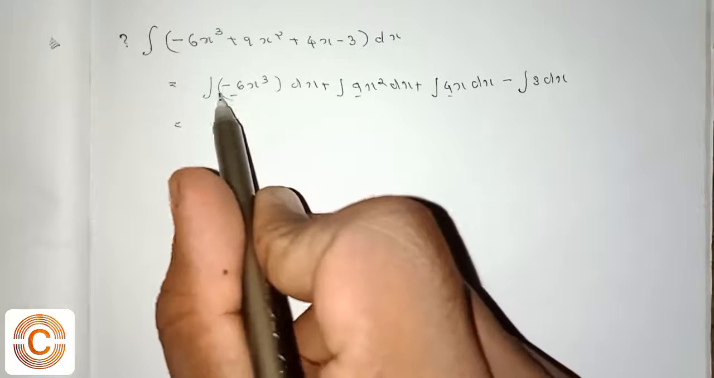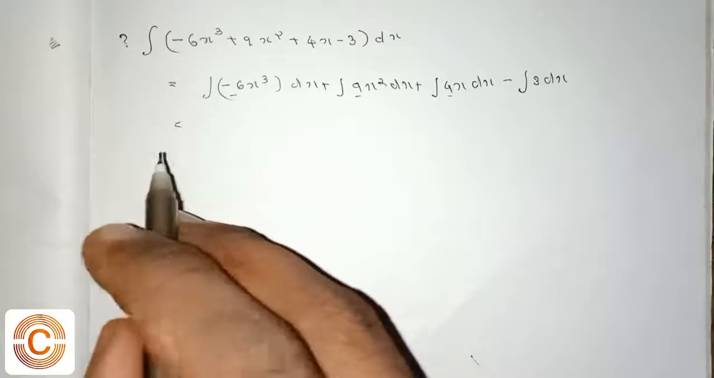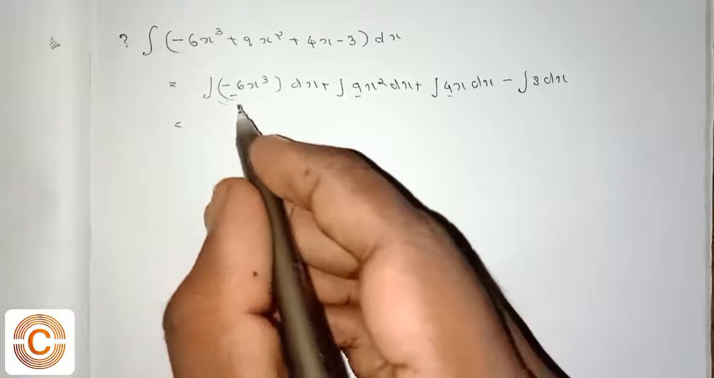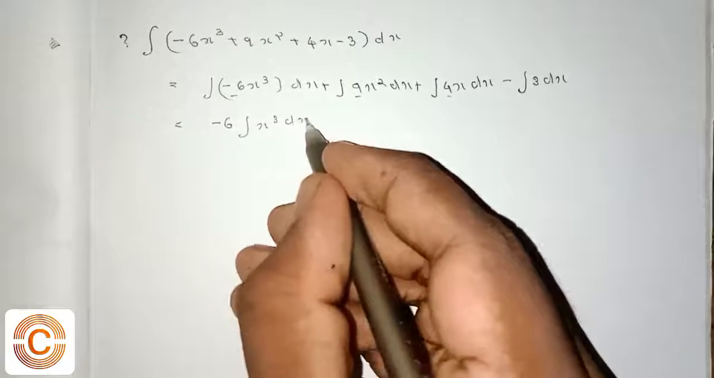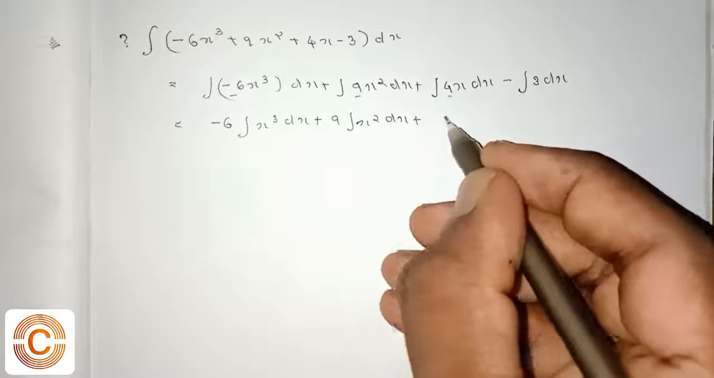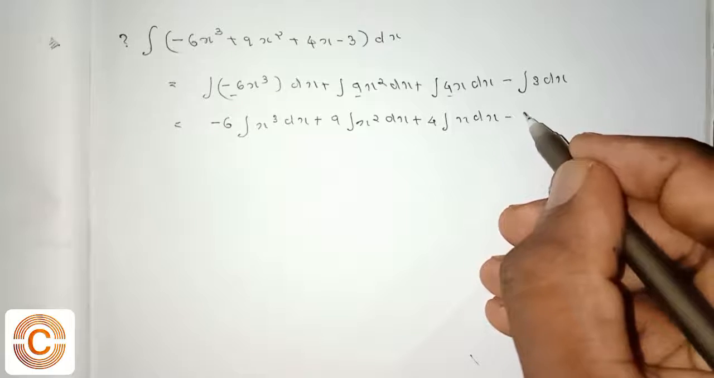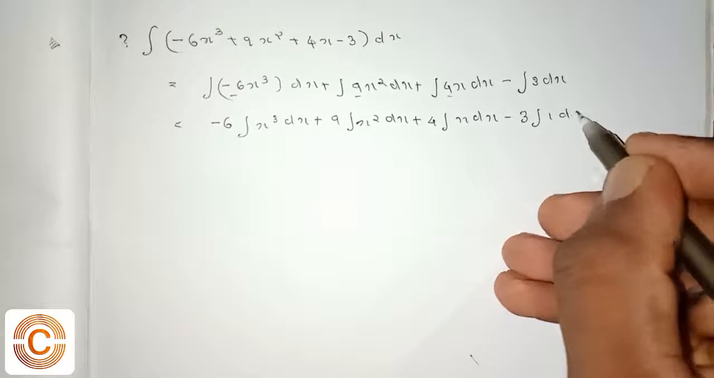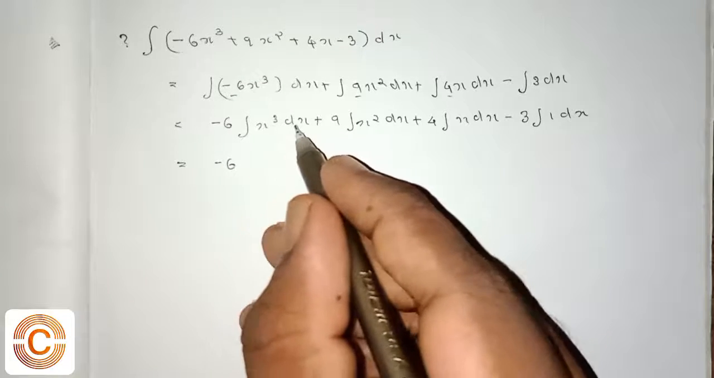Note here that there are constant terms, so we can take the constants out of the integral. Then we get minus 6 into integral of x cube dx plus 9 into integral of x square dx plus 4 into integral of x dx, and last, minus 3 into integral of 1 dx.